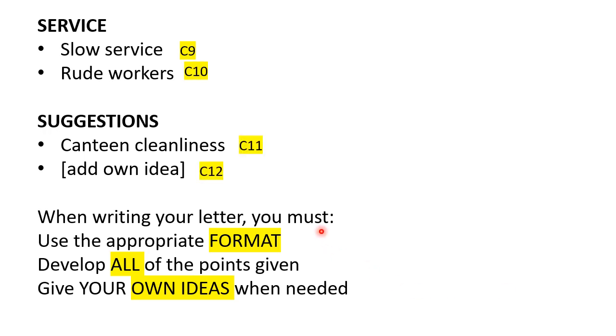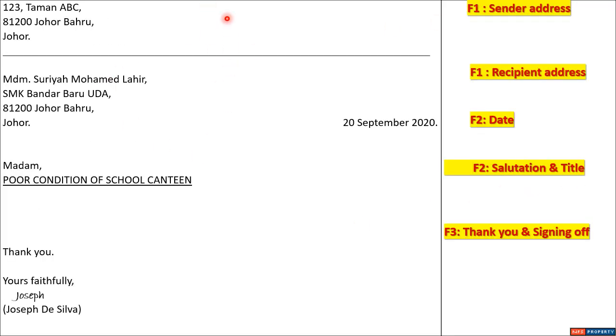When writing your letter, you must use the appropriate format. Develop all the points given. Give your own ideas. So you must use all of this information. Right, so this is an example of the format for writing a formal letter of complaint. You have the sender address, you have the recipient address. F2 here is considered as date, salutation and title. And last but not least, you thank the person for reading your letter and sign off.